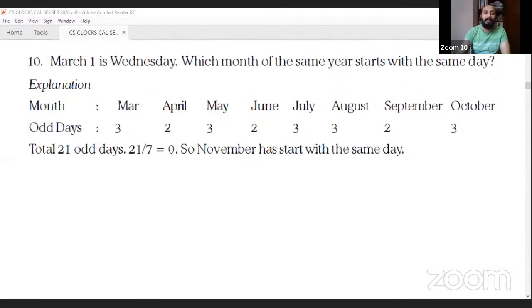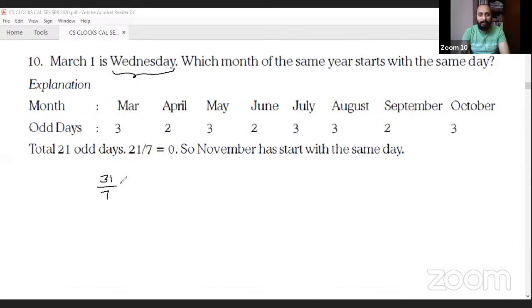Let me start with this. Here you will be having a little bit of conflict to understand. So here, if it is starting from Wednesday, March will have how many days? 31 days. And it is Wednesday. So if you are told you are dividing by 7, how many extra days are we going to get here?